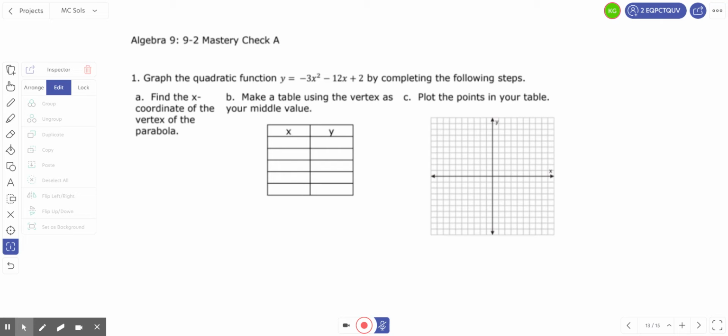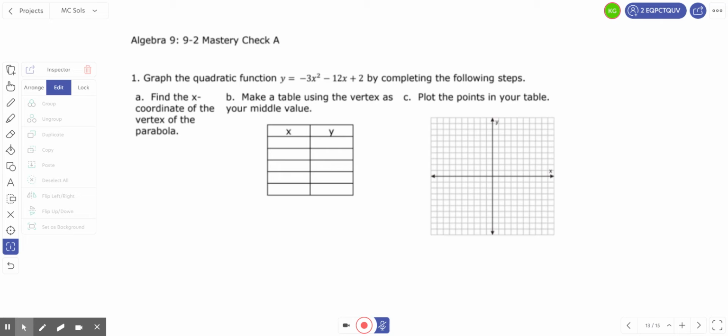All right, these are the solutions for 9-2 Mastery Check version A. In number 1 here, we're supposed to graph this quadratic, and we have some steps to follow.